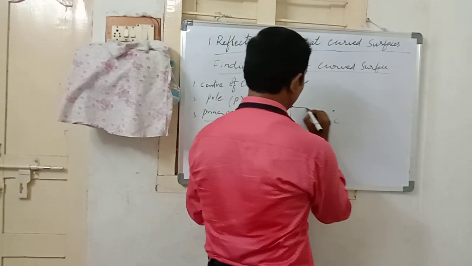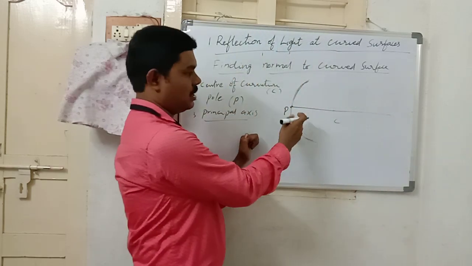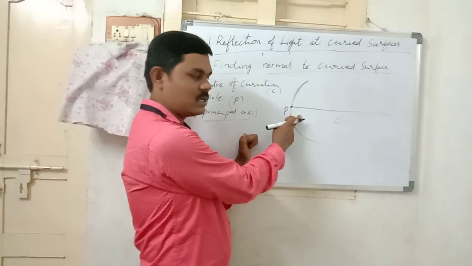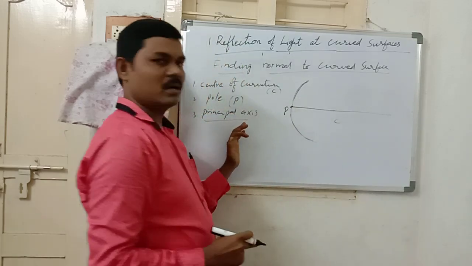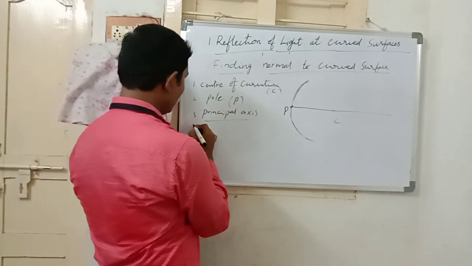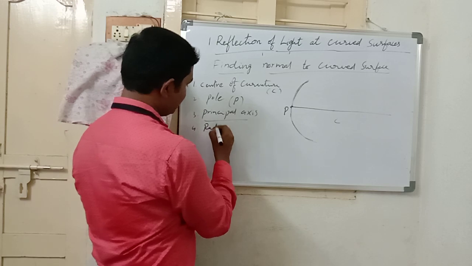So this is the line. The horizontal line which is passing through the pole and center of curvature is called a principal axis. Now one more, radius of curvature.